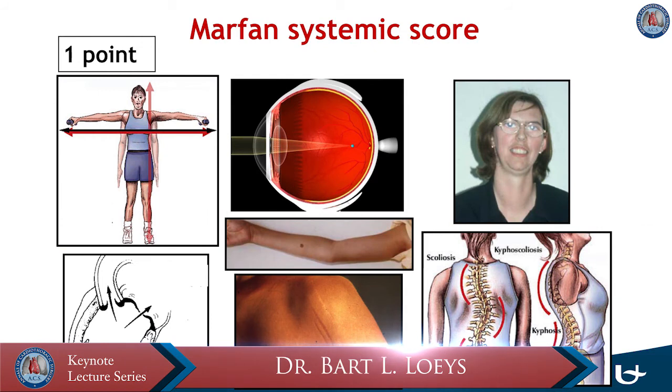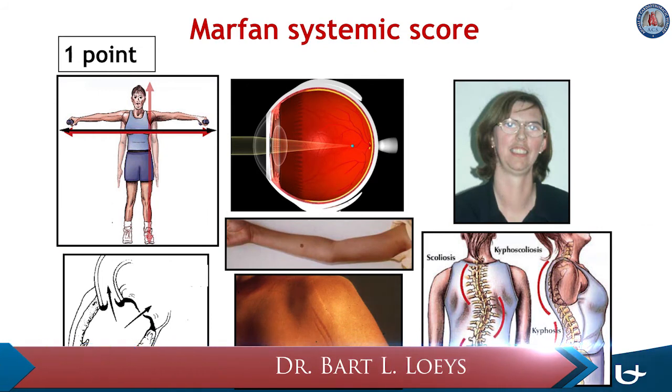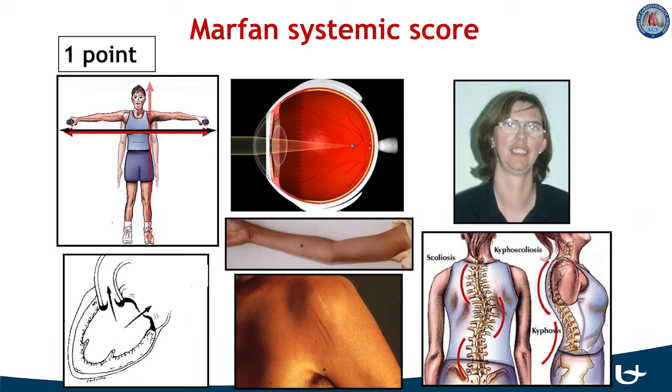One point is assigned to either of the following features. First, a reduced upper to lower segment ratio and an increased arm span to height ratio in the absence of severe scoliosis. Scoliosis or thoracolumbar kyphosis, reduced elbow extension, typical facial features, skin striae, myopia of more than 3 diopters, and mitral valve prolapse.